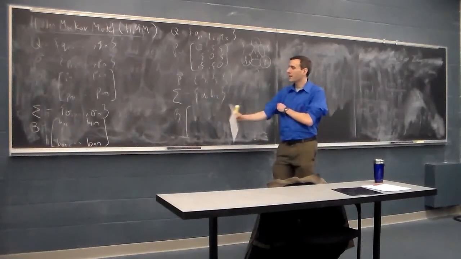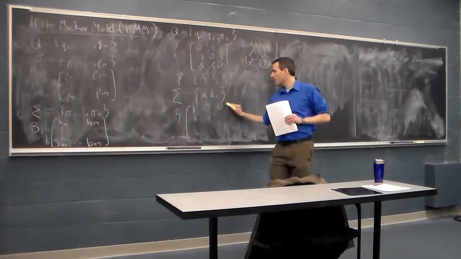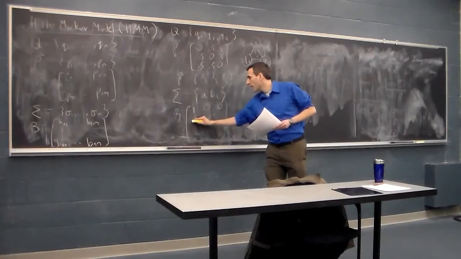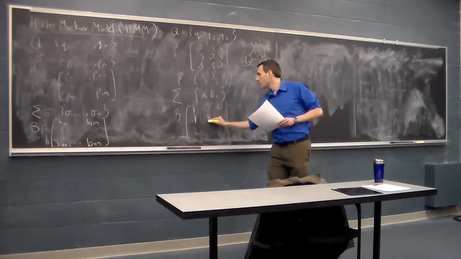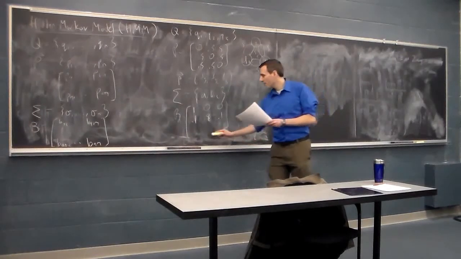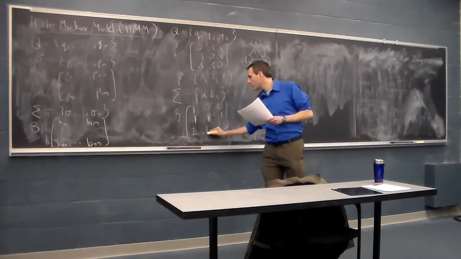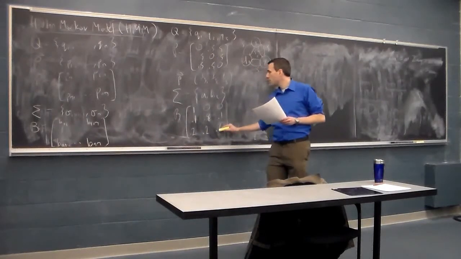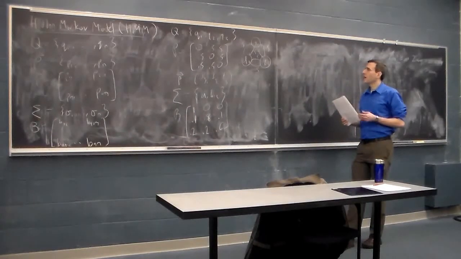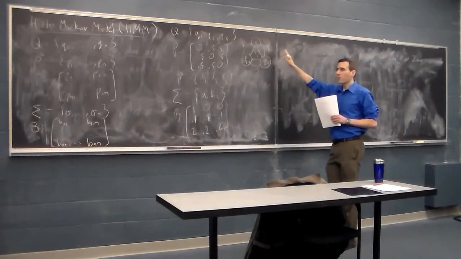When you are in state 1, you output A with probability 1, and 0 probability of B or C. When you're in state 2, maybe you output A with probability 0.1, B with probability 0.8, and C with probability 0.1. And when you're in state Q3, maybe you've got a 0.2 probability of outputting A, a 0.2 probability of outputting B, and a 0.6 probability of outputting C. So that would complete the specification of a hidden Markov model, built upon the basic Markov model.